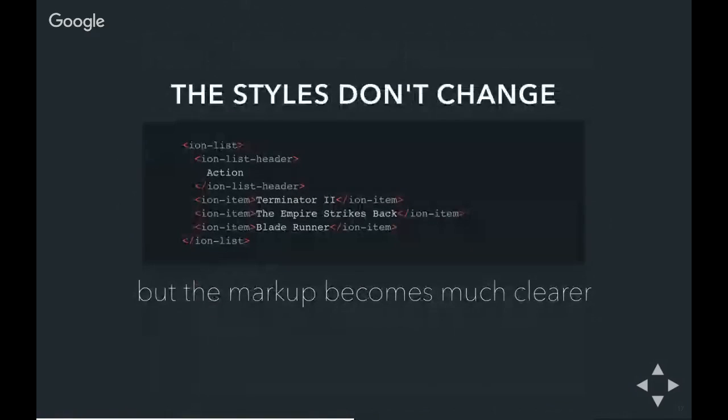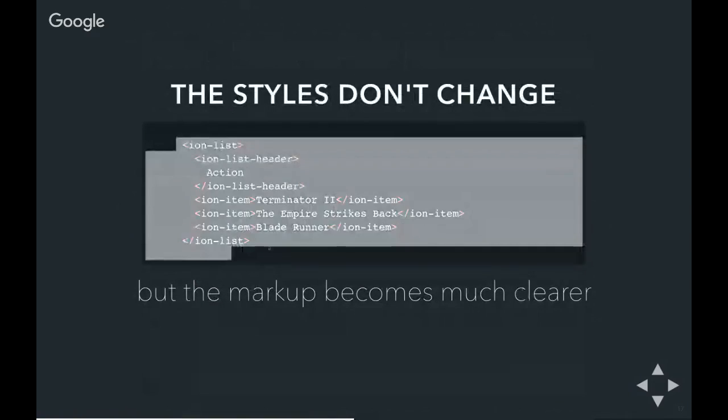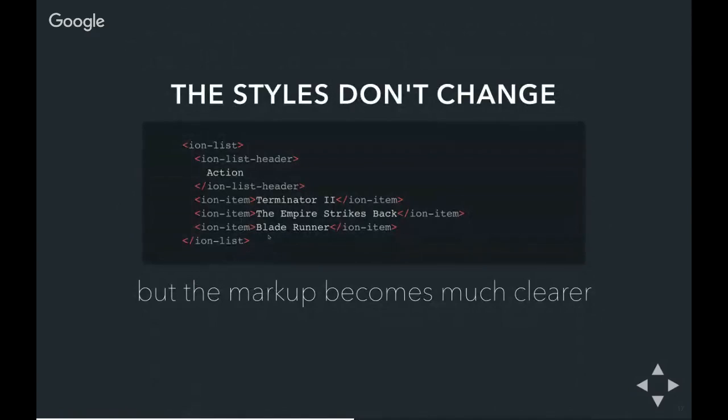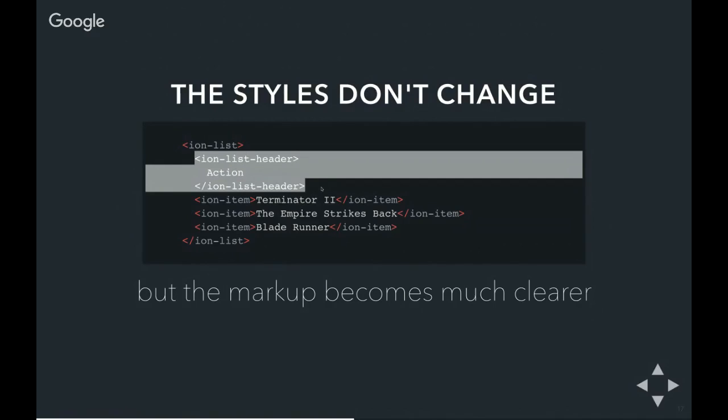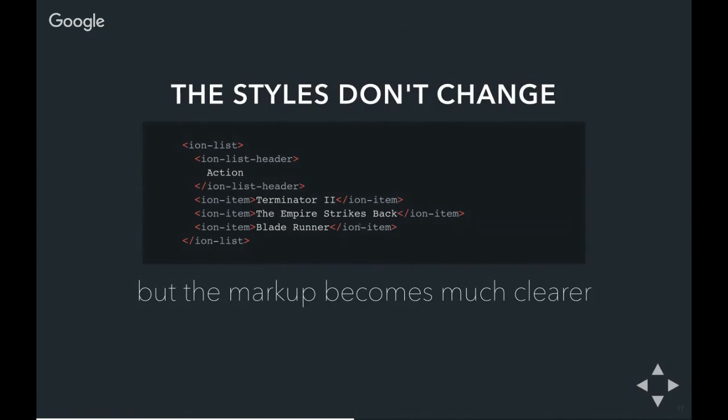So, we can look at this markup right here. You notice that we have an Ion list. So we can assume that this is just going to be a list of items. We have our Ion items right here, all listing different movies. And then we have this list header. So we can start to assume that this is going to be a little separator between all of the different groups. And now we have a better understanding of what this markup is going to look like once it finally gets rendered.